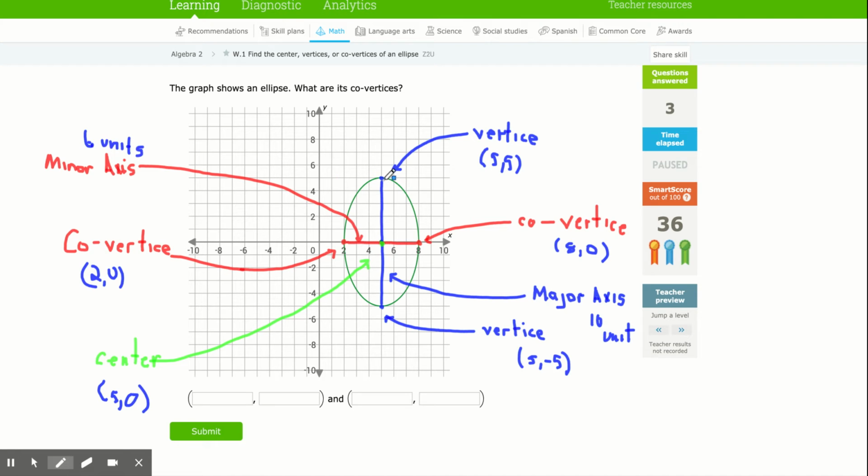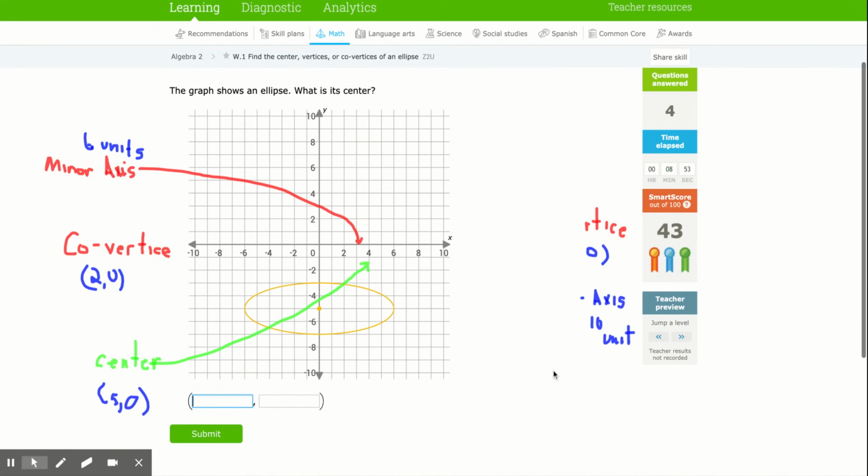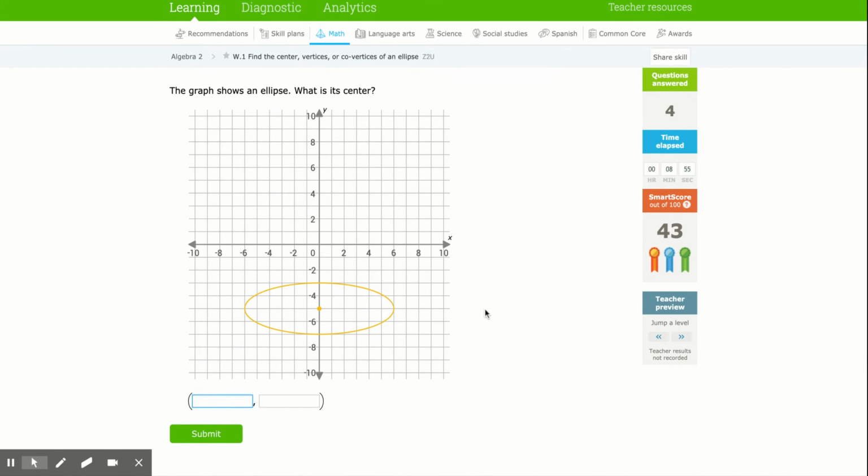This question here asked us to define what are the co-vertices. Co-vertices are the endpoints of the minor axis. So what I would actually plug in is these 2 points here at (2, 0) and (8, 0). And again, you're going to be asked very similar questions to that in Prollies.